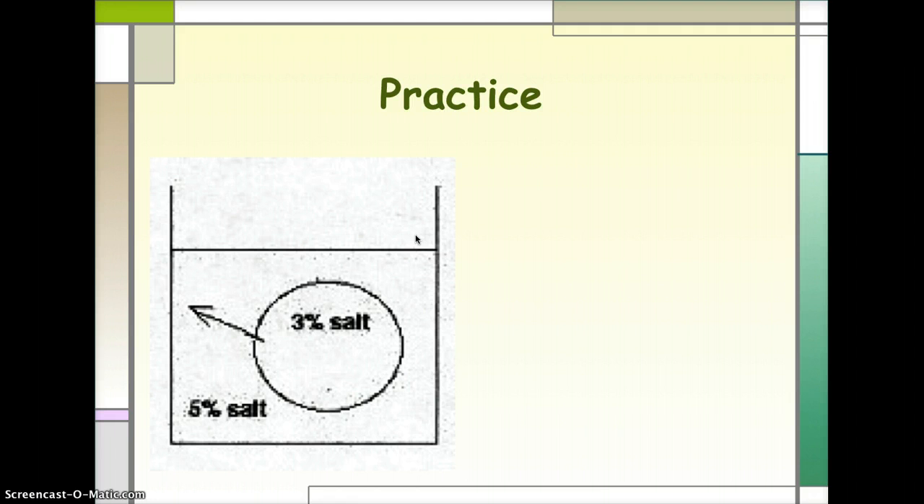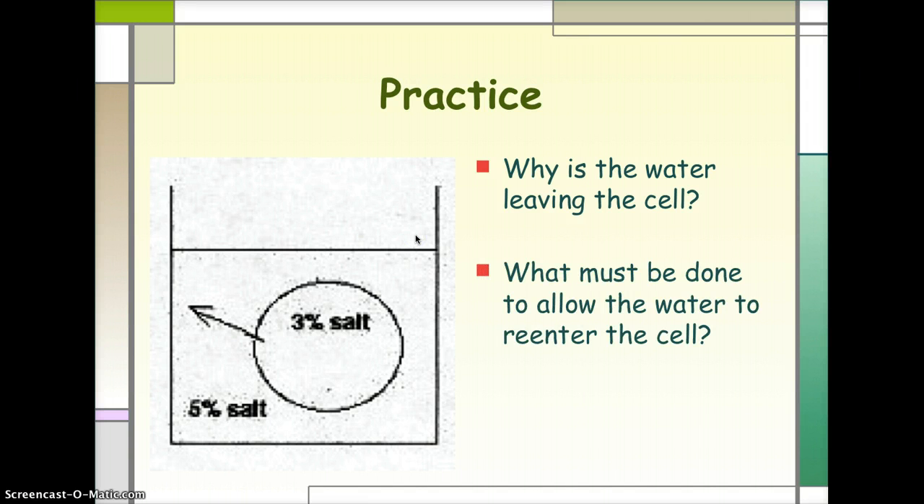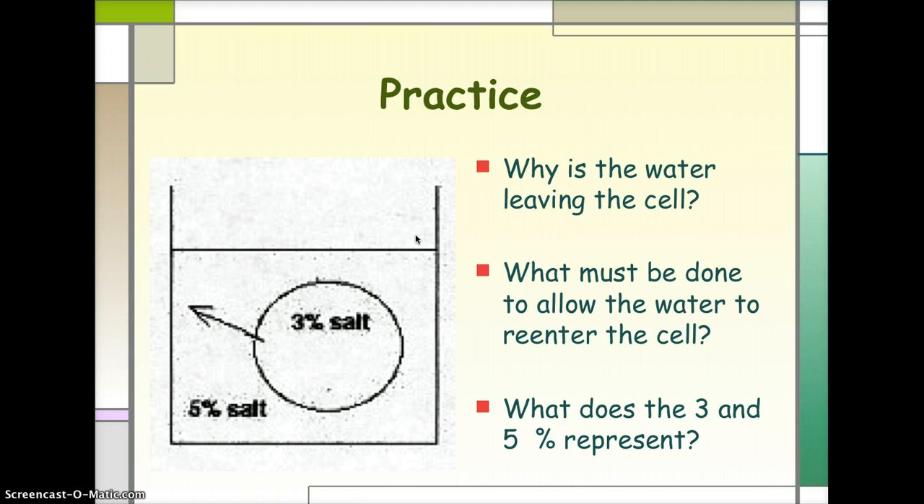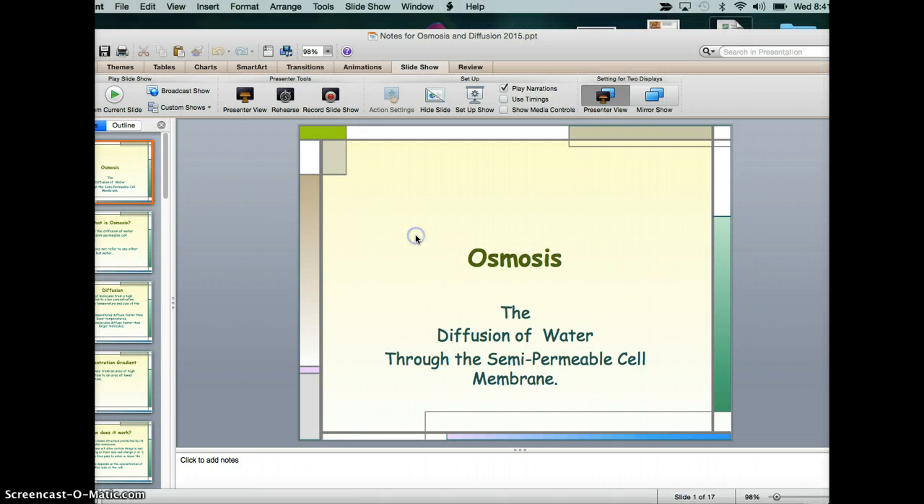So take a look here. If we have a 5% salt solution on the outside and a 3% salt solution on the inside, why is the water leaving the cell? Well, take a look, guys. There's more solutes outside the cell. So in order for the water to re-enter the cell, you need to dilute the solution on the outside of the cell. So the 3 and the 5% represent the amount of solutes in the solution that is present.